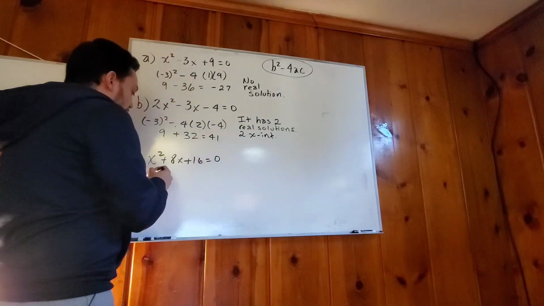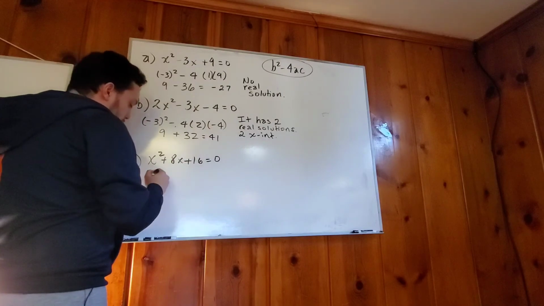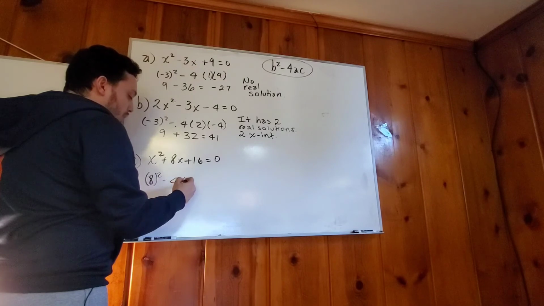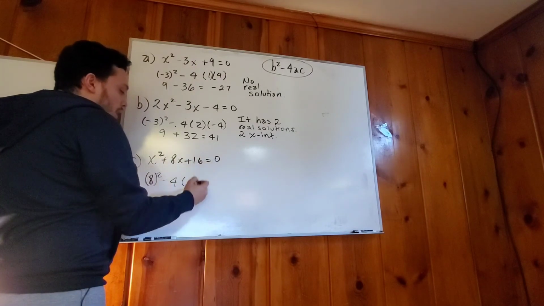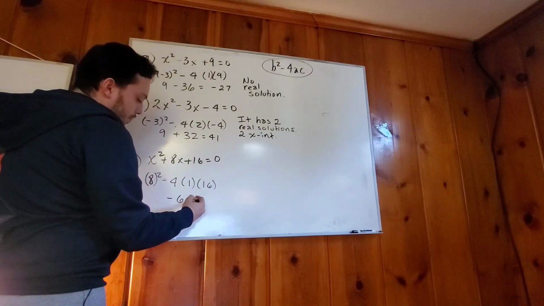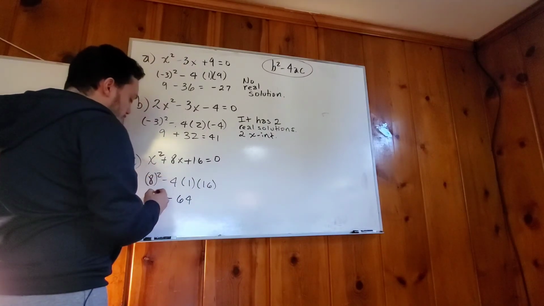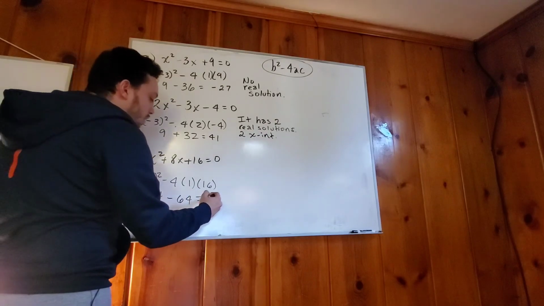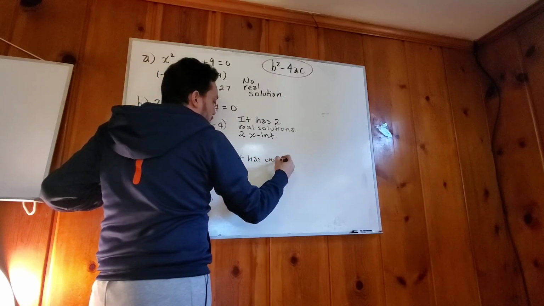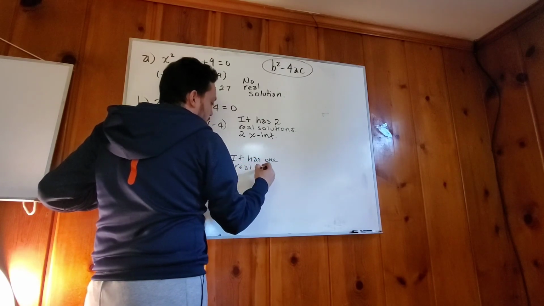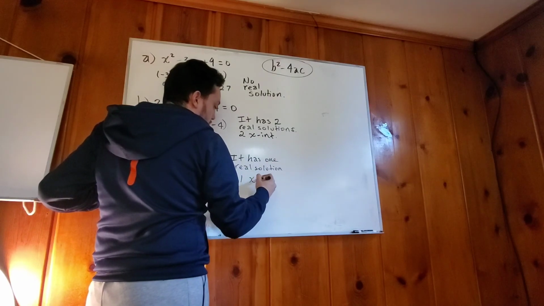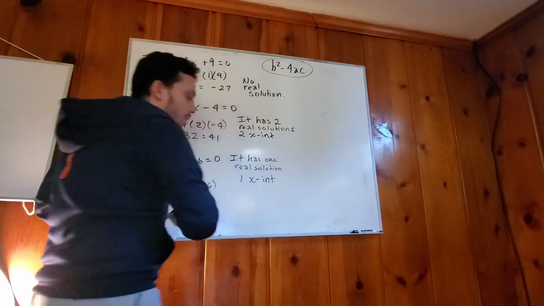All right. And now the last one. b squared is going to be 8 squared minus 4 times 1, because a is 1, and c is 16. 16 times 4 is 64. 8 squared is 64. 64 minus 64 is 0. It has 1 real solution, one x-intercept. And that's it.